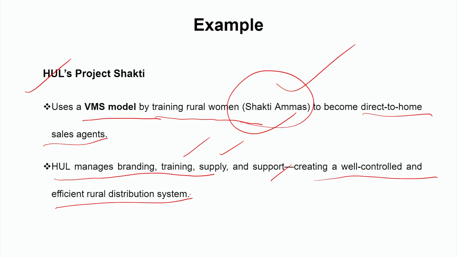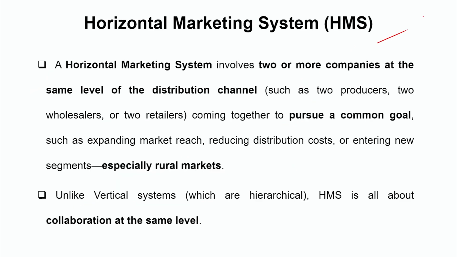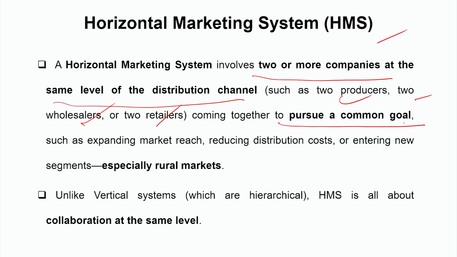Then the second is the horizontal marketing system. What does this talk about? It talks about two or more companies at the same level of distribution channels. It means two producers, two wholesalers and two retailers come together to pursue a common goal. What is the common goal? They want to expand the market reach. Very, very important. How can two people synergize?